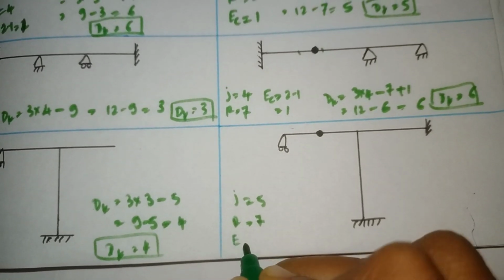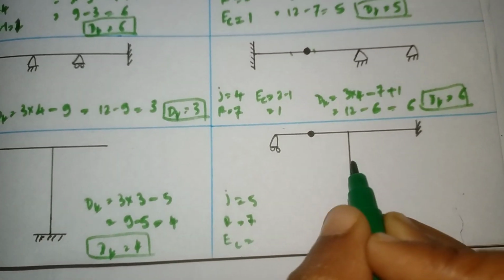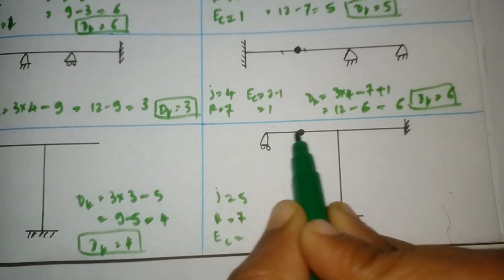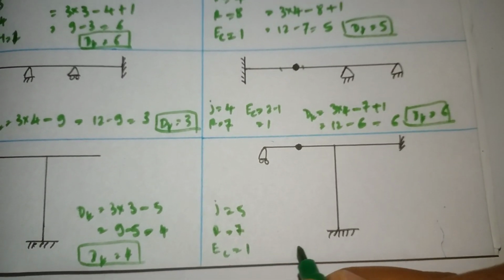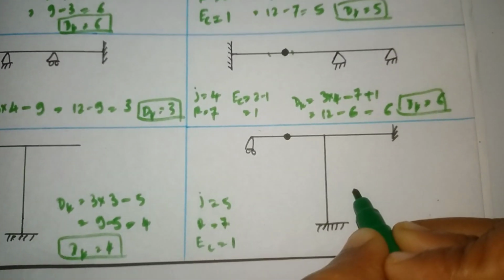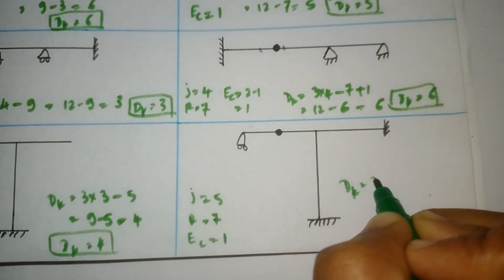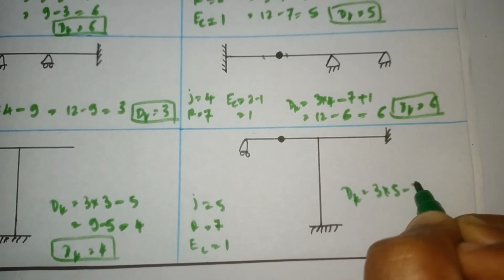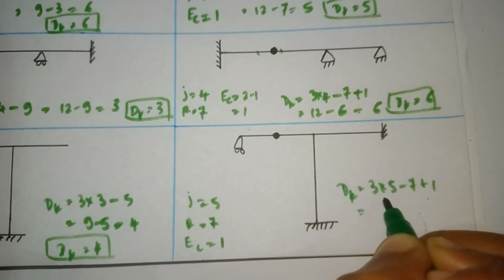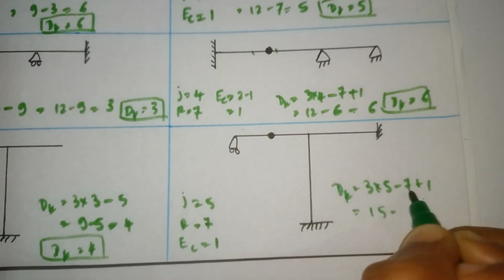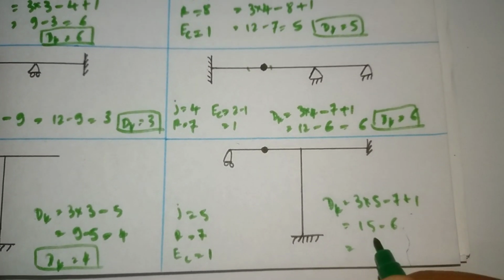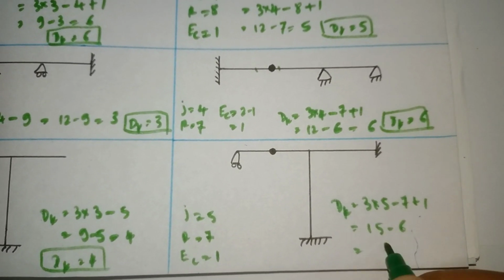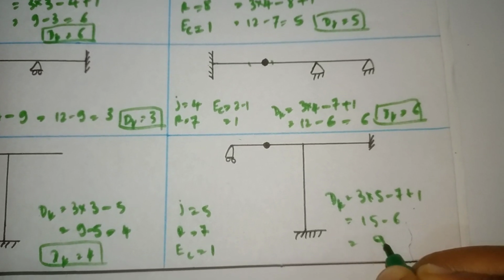One internal hinge is there. EC is equal to m dash minus 1. How many members are connected? 2. Here 2, 2 minus 1, 1. So now substitute in our formula. dk is 3 into 5 minus 7 plus 1. 3 into 5, 15, minus 7 plus 1, 6. The answer will be 9. 15 minus 6, it comes out as 9.